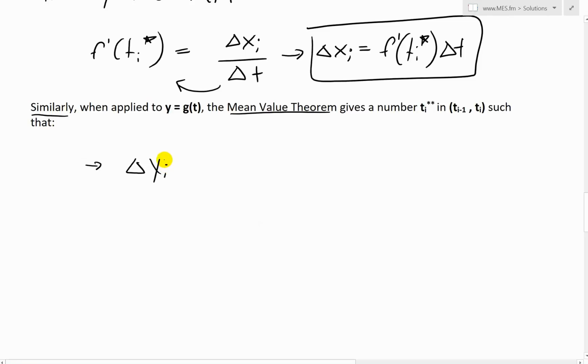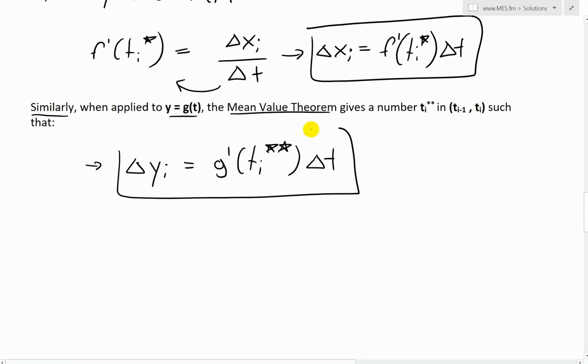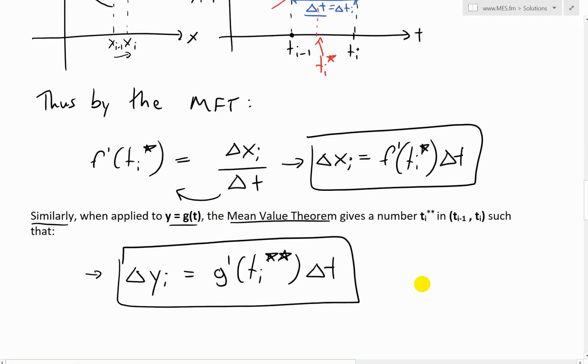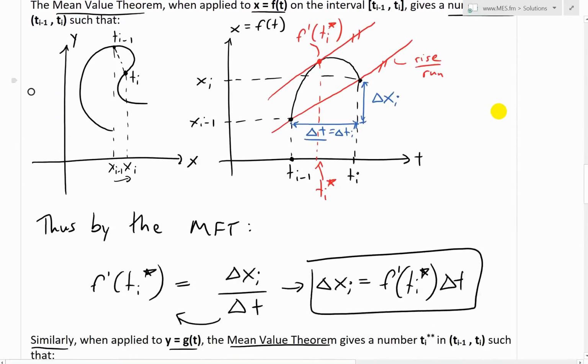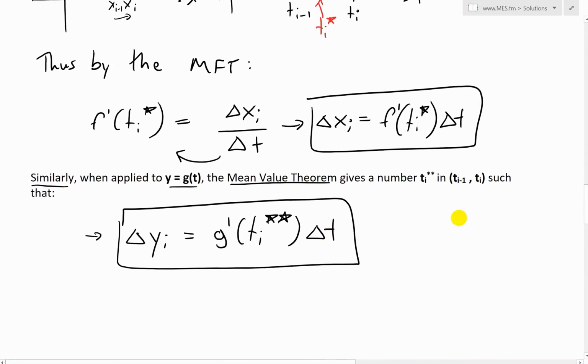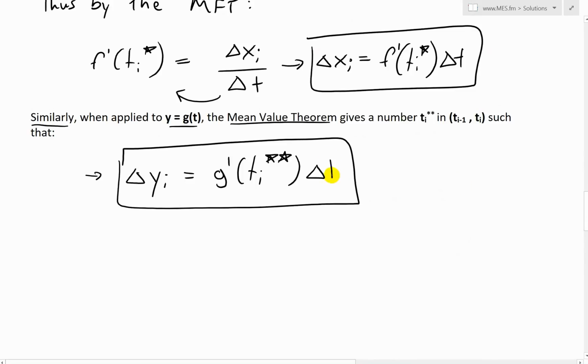So delta y_i equals g, so it's a function of g instead of f. We'll have g prime of t_i double star, and then we have the delta t again. This is what we have for delta y_i, and we could plug those two inside here. Then from there we have this delta t, so we could have something that looks like a Riemann sum.